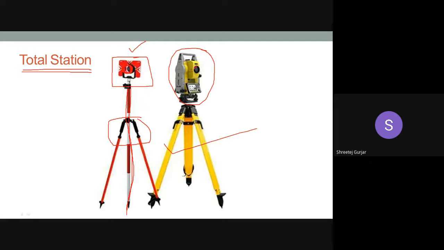This part will give out the wave, the IR wave or the microwave, and that will be reflected back by this reflector. The phase difference between the wave that is sent and the wave that is received is measured, and then that is converted to wavelength, and the wavelength is used to measure the distance. So this is a very modern, very advanced instrument, the total station.